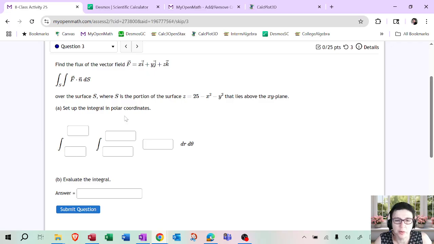So why is it called a paraboloid? If you just remove y squared, you will get just 25 minus x squared, and that is a parabola, right? So this is an extension to a 3D parabola. That's why it's called a paraboloid.